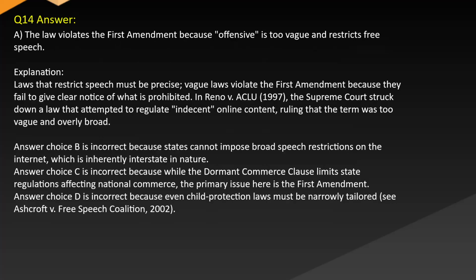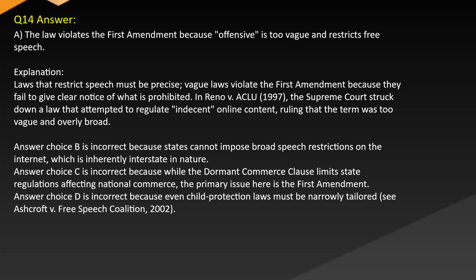Answer A. The law violates the First Amendment because offensive is too vague and restricts free speech. Explanation. Laws that restrict speech must be precise. Vague laws violate the First Amendment because they fail to give clear notice of what is prohibited. In Reno v. ACLU, 1997, the Supreme Court struck down a law that attempted to regulate indecent online content, ruling that the term was too vague and overly broad.